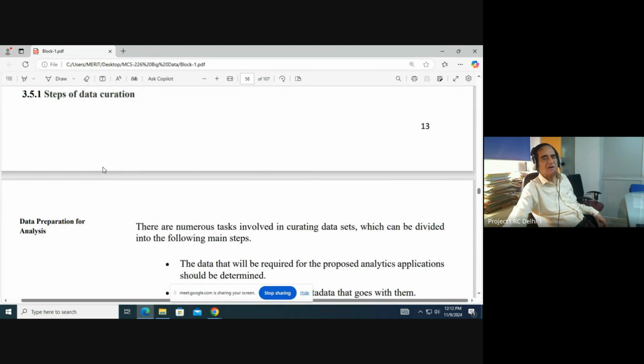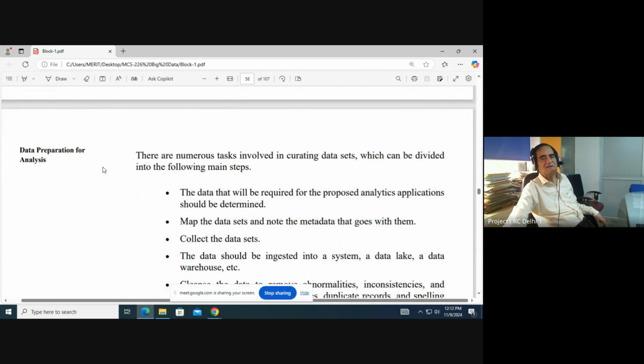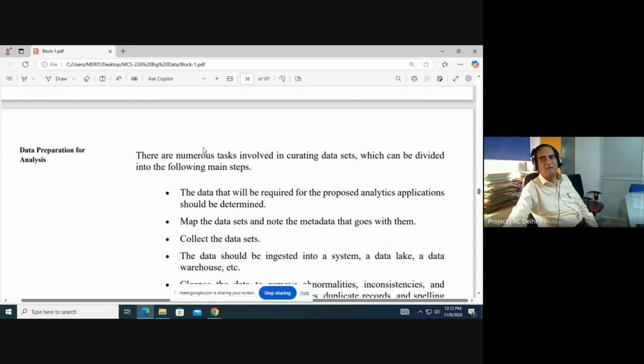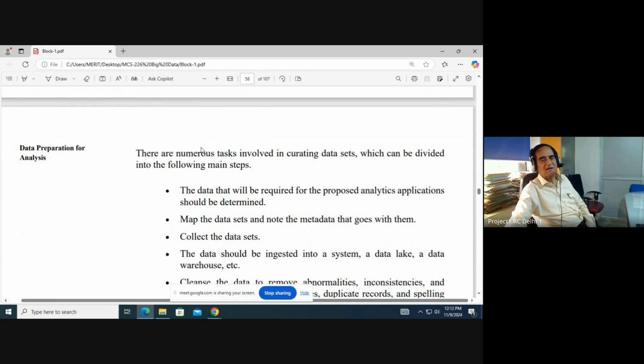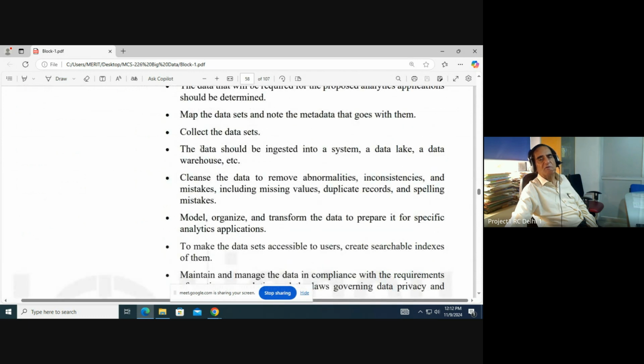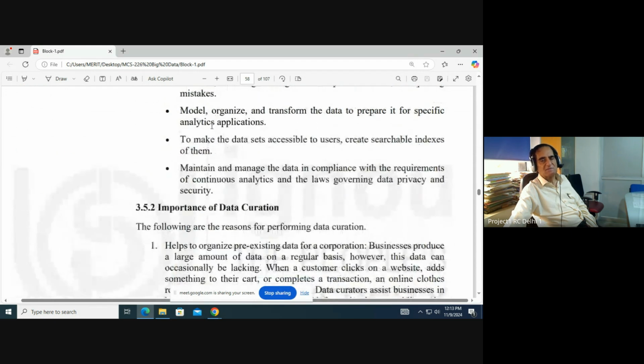So this is step two, data curation, data preparation for analysis. These are the numerous tasks involved in creating a curated data set, which can be divided into the following main steps. The data that will be required for the proposed analytical application should be determined. Map the data set and note the metadata that goes with it. Collect the data set. The data should be ingested into a system, a data lake, a data warehouse. Clean the data, remove abnormalities, model, organize, and transfer to make the data set accessible, etc. Maintain and manage the data. All these things are there.